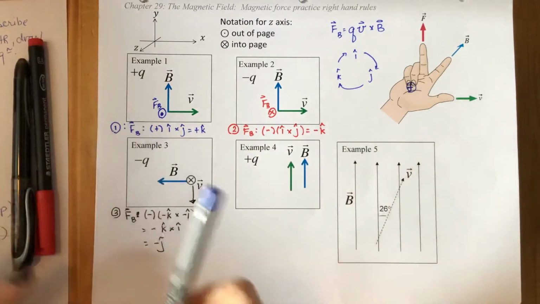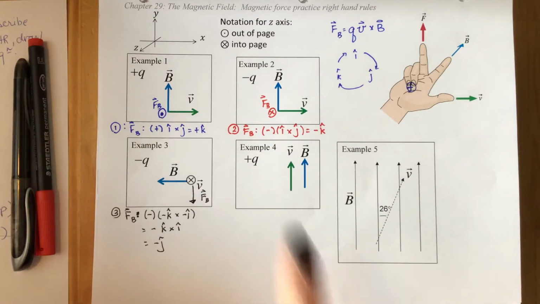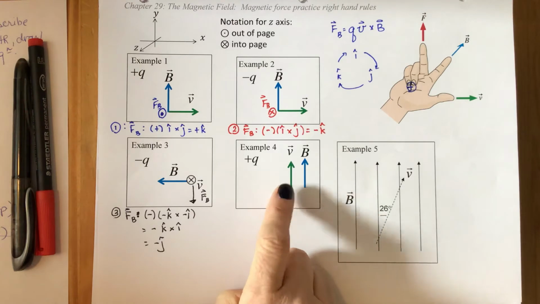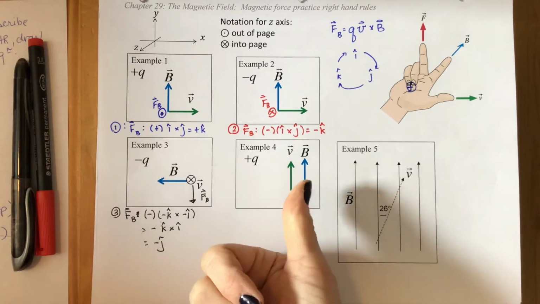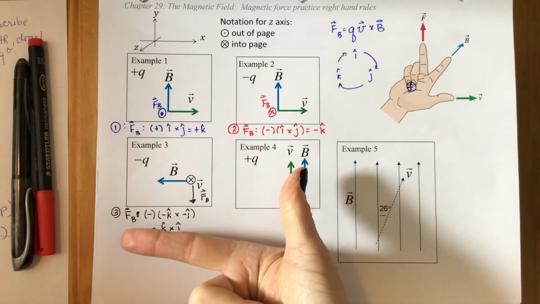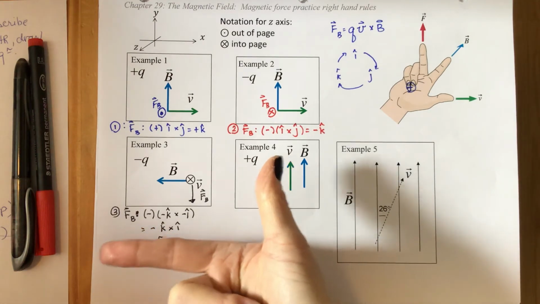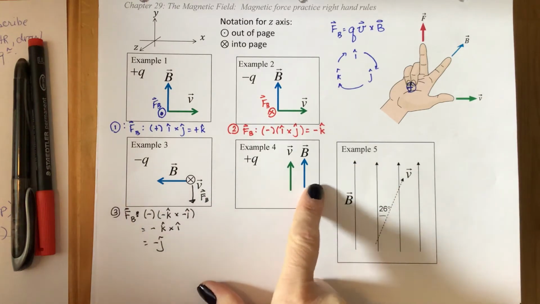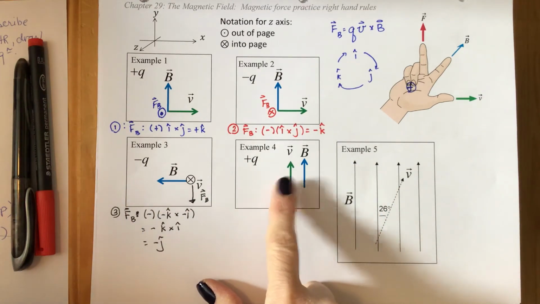Example 4, and remember you should be pausing every time we do this so that you get your own answer before I do mine. We have V points up, we have B points up, and hang on a second. Our hand doesn't do that very well. I can't have this one pointing up and this one pointing up. That tells us that the cross product is equal to 0. If those two guys are parallel, there is no magnetic force.